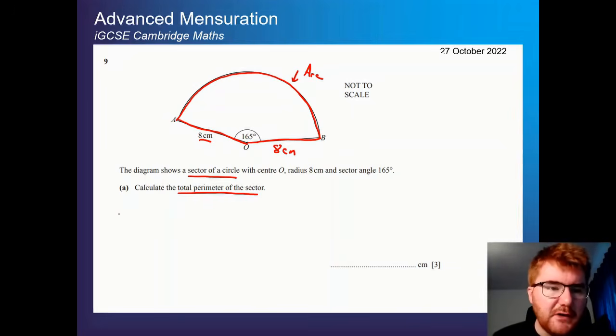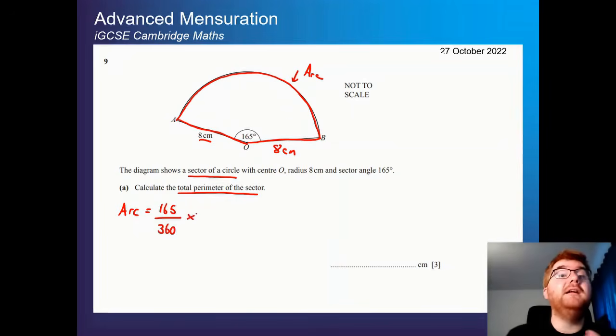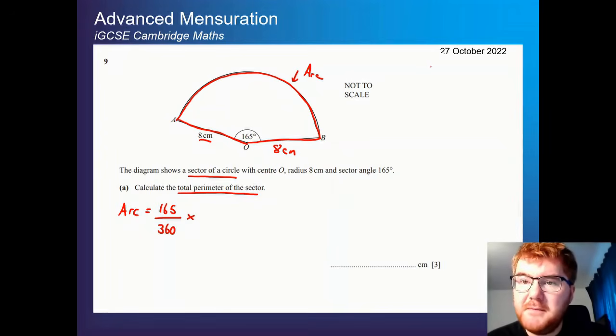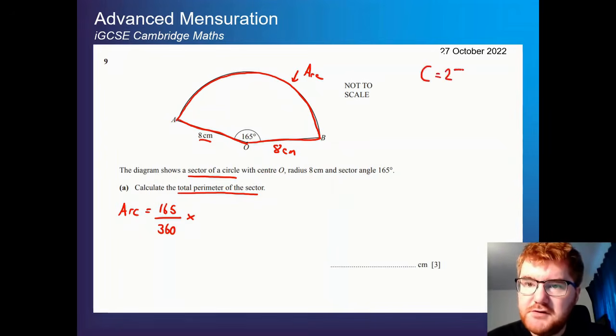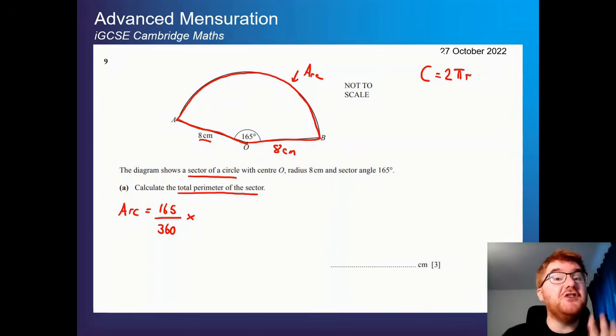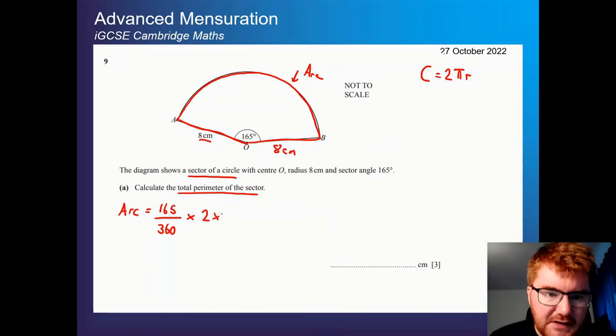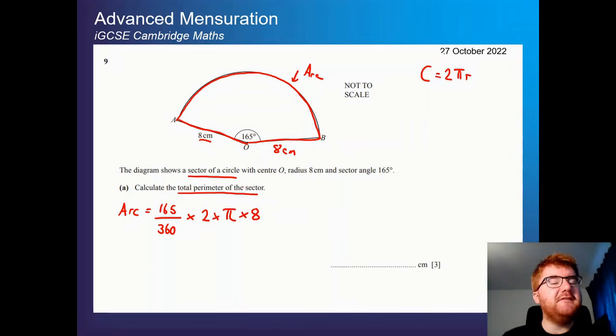So how do we do this? Well, to work out the arc, we need to remember this formula. It is not given to you on the formula sheet. So we have the angle, so 165, all divided by a total turn, so that's 360. And then we use the normal formula for the circumference of a circle. So remember, the circumference of a circle is equal to 2 pi r. Again, another formula you need to know. So if we use the formula here, we've got times 2 times pi, and remember the radius is 8. So that's going to give us our arc.